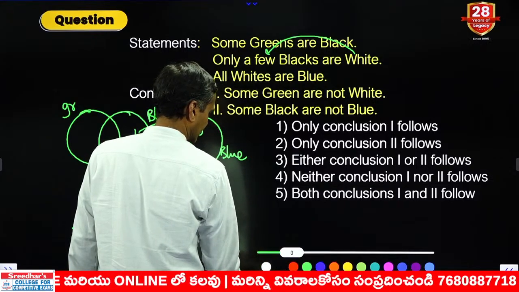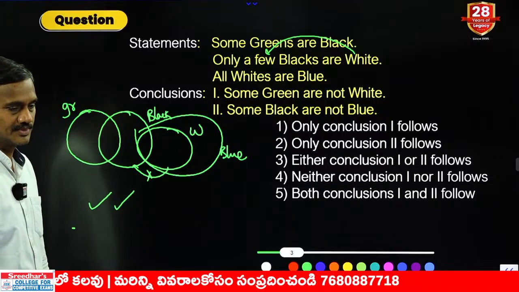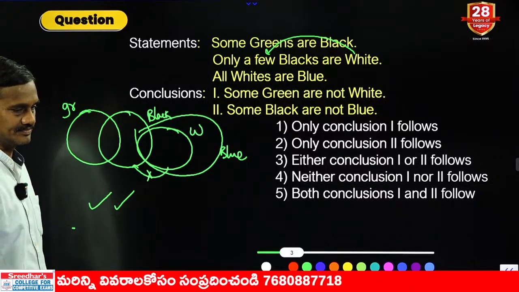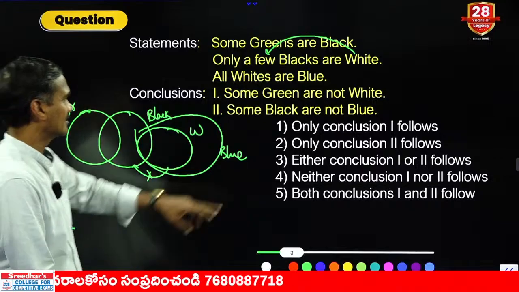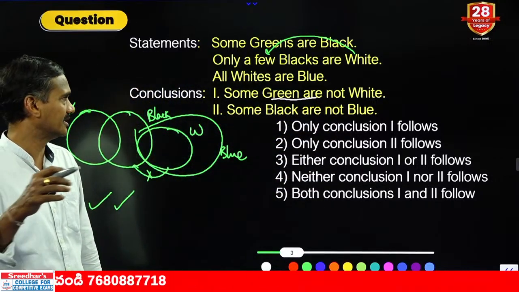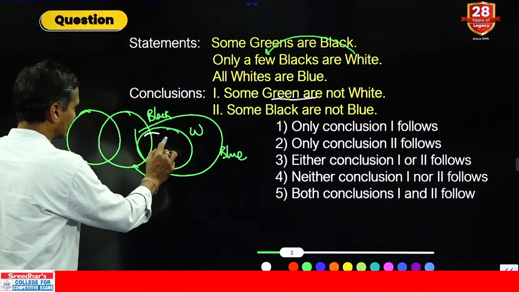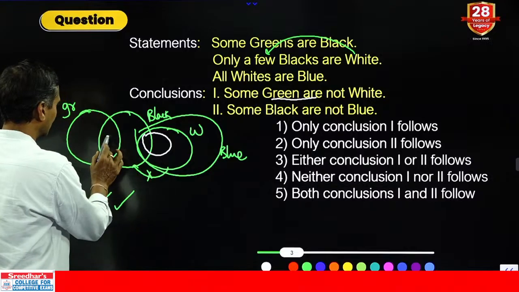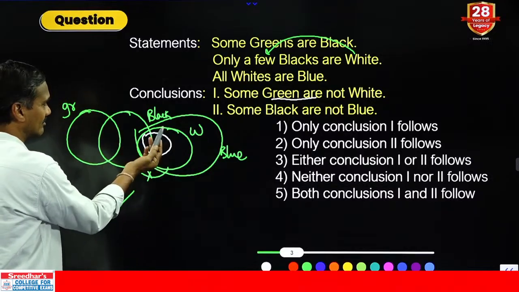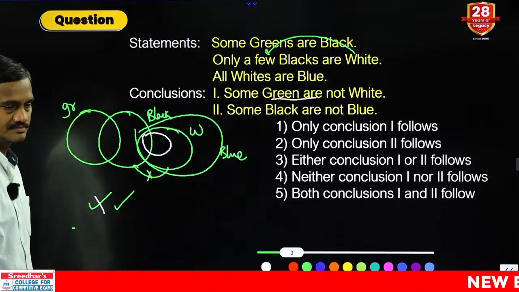As both these two are negative conclusions, hence, to make this one false, we need to draw an alternate diagram, isn't it? To make some green are not white false, what do we need to prove? We need to say all green are white. All green are white, tell me whether I can write green like this or not. Green and black must have an intersection. And so alternate diagram true, previous conclusion false.